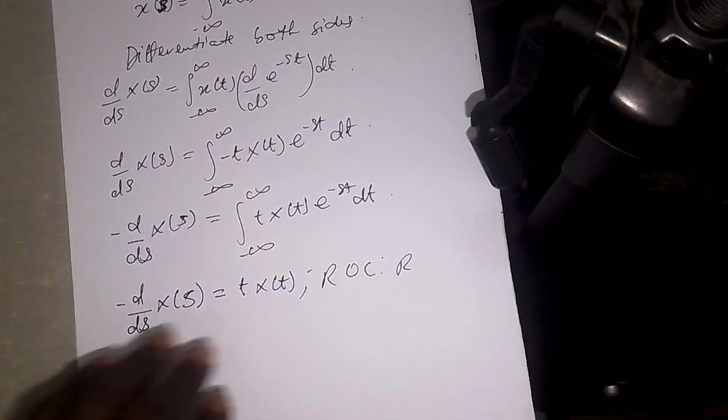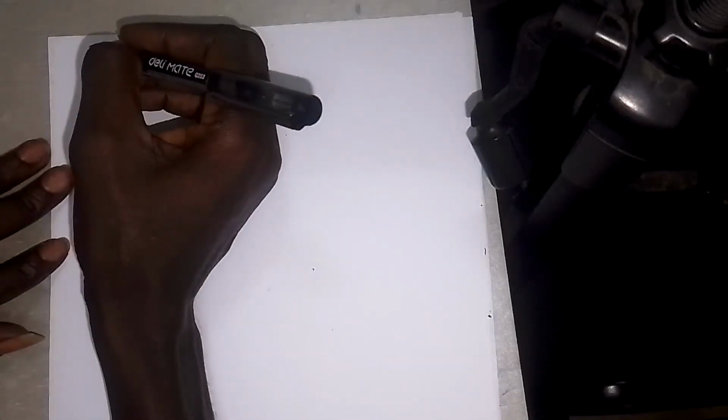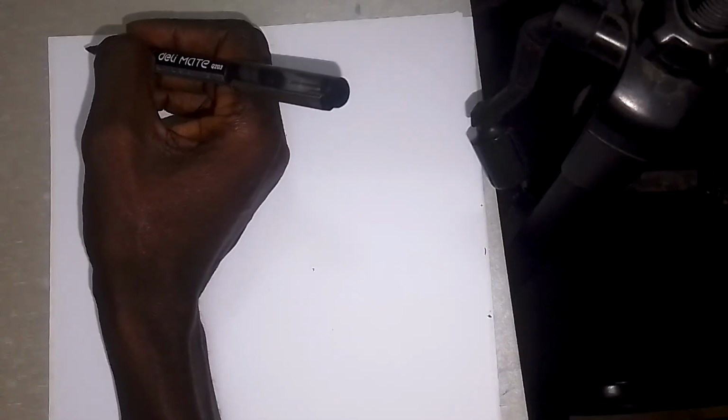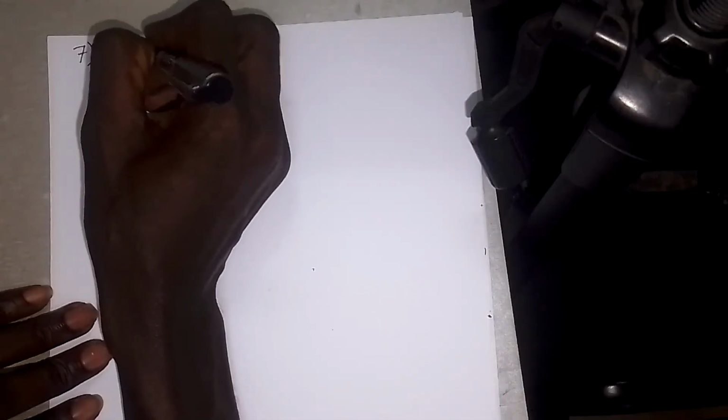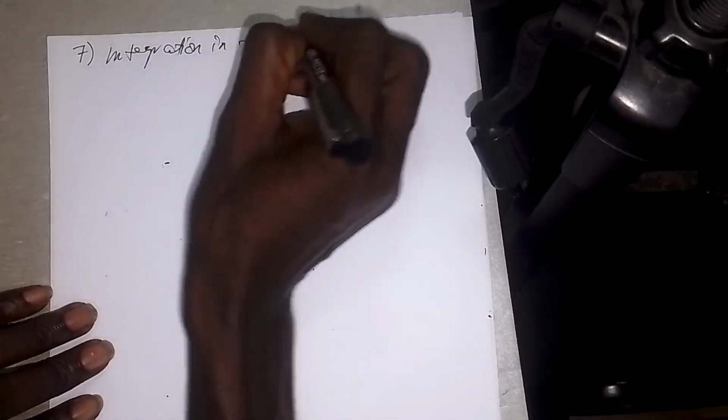Now I think we can go to the next one and do that one also. What we just did was property number 6. This will be property number 7, integration in time domain.